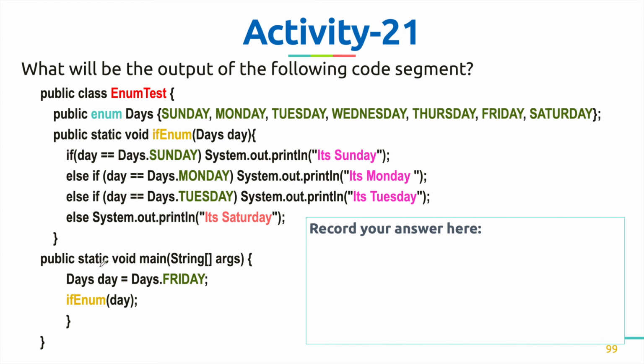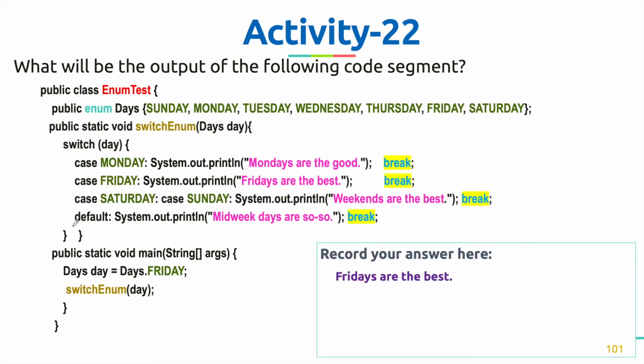So as we always do, we start with the main method. We declared a day and we gave it a value of Friday, and then we called a method called ifEnum, and we sent the day to that method. Then we go to that method and check these statements. Since it is not a Sunday or a Monday or a Tuesday, we will go to the else statement and it will print it is Saturday.